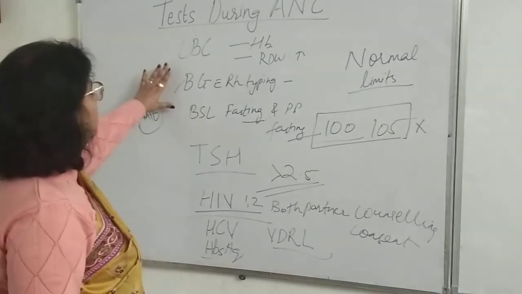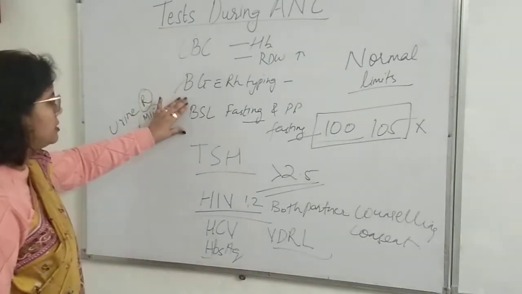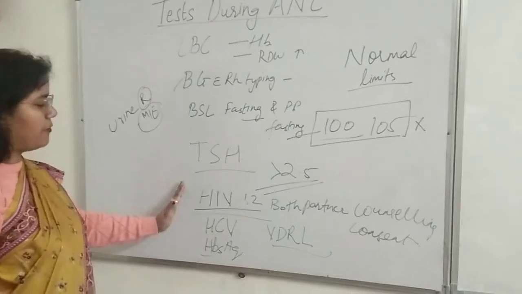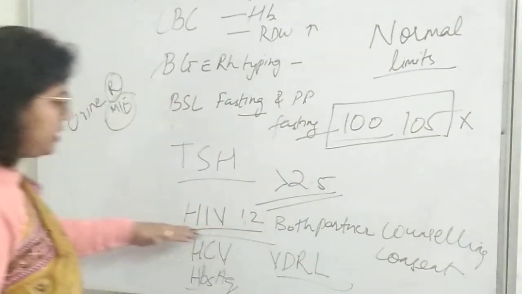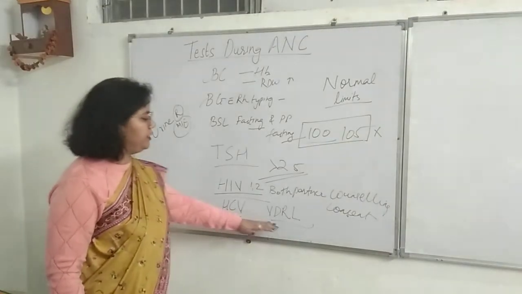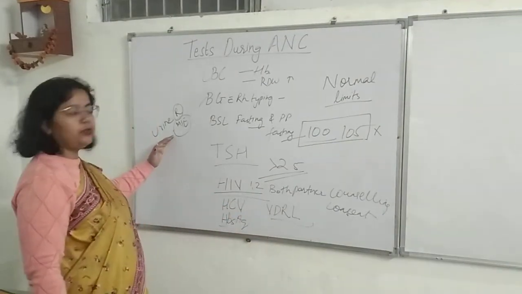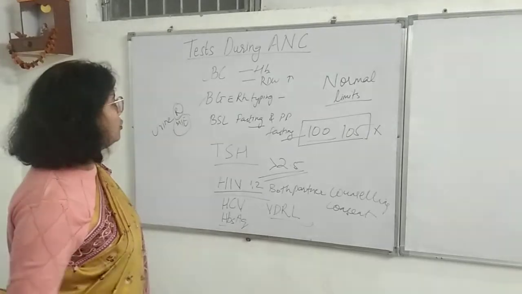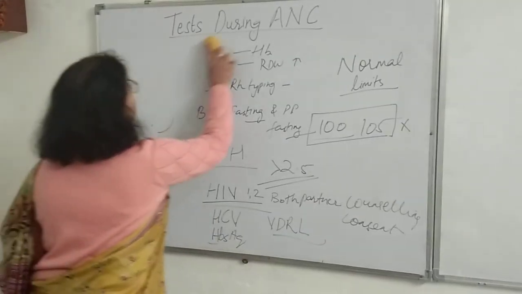So these are the tests that any antenatal woman needs: complete blood count, blood grouping, fasting blood sugar, TSH, after counseling and consent her HIV status, and her husband's as well, HCV, HBsAg, VDRL and urine routine microscopy. These are to be done in every woman.